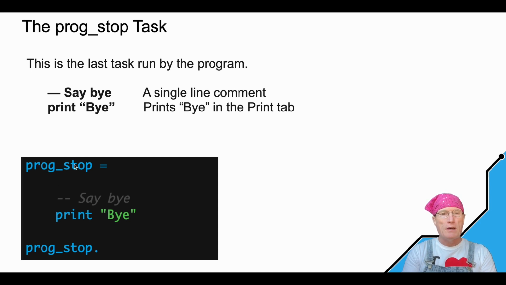So the complete task is here. So you see prog_stop, followed by a space and then the equal sign. There's our comment. Here is our print statement that's printing the word bye. And then finally our task ends with prog_stop and a full stop. So this is a complete task.